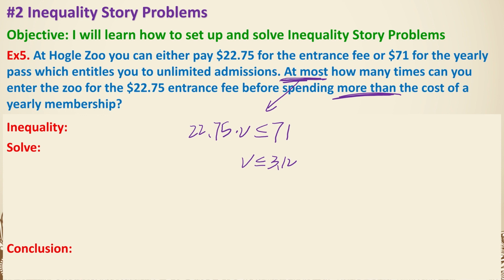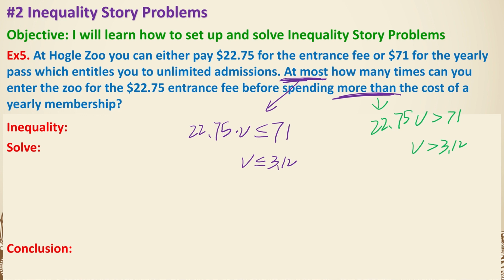Okay. Now let's say you actually choose to focus on the other phrase, which says more than. That would be 22.75 V, that is greater than 71. Well, the issue is, even though the numbers are exactly the same, these are two complete opposite inequalities. So divide both sides by 22.75, you're going to get V is greater than 3.12. Well, that's an issue, right?